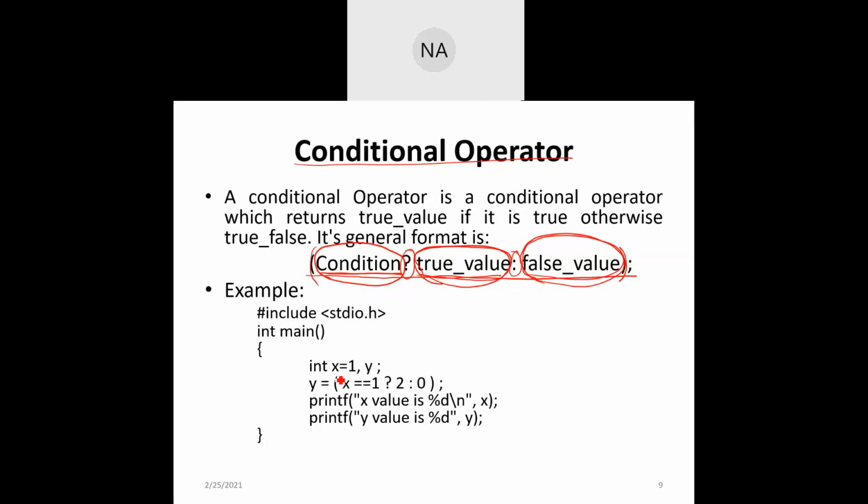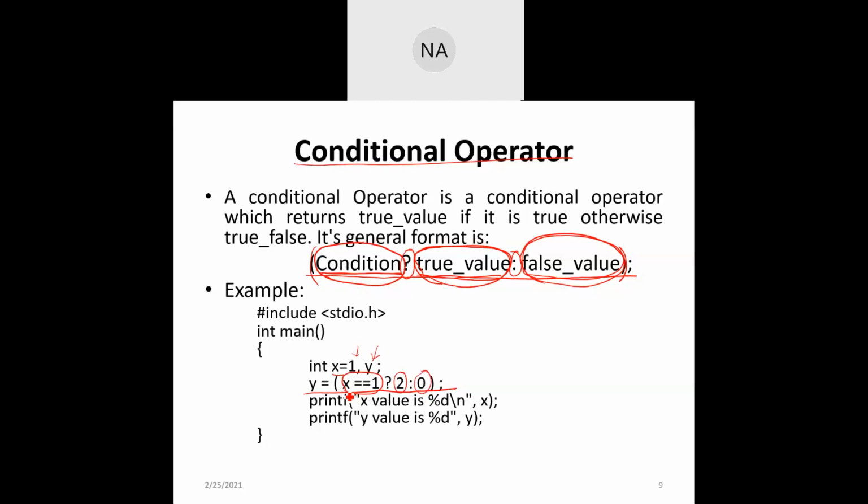So we have an integer variable x which is initialized to 1. Then we have another integer variable y which is not initialized. So we have this statement, y is equal to, now this is a conditional operator. Within a small bracket we have written x equal to 1 question mark 2 colon 0. So this is the Boolean condition, this is the true value and this is the false value. So how is this executed?